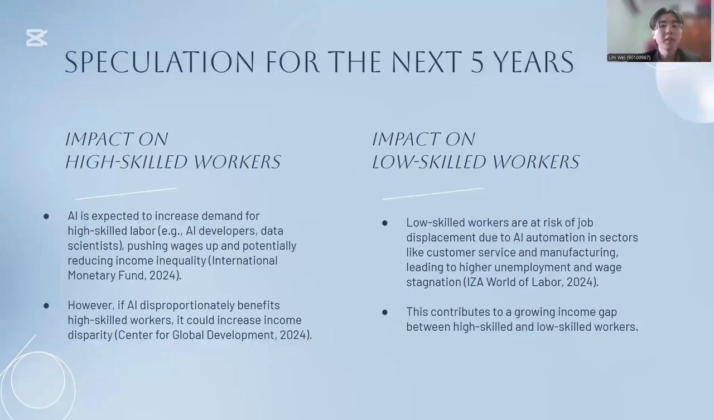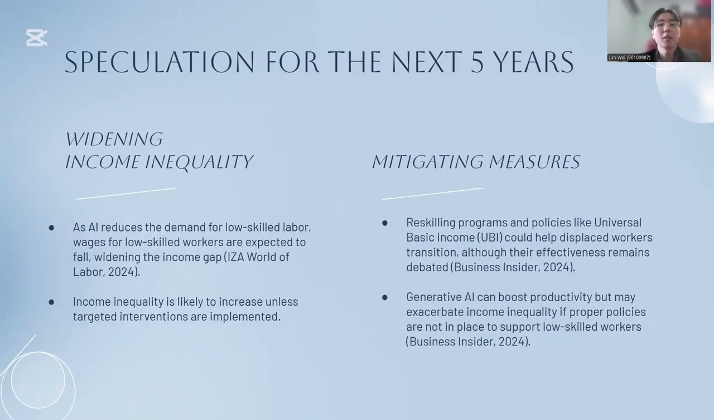So, what happens over the next 5 years? We expect demand for high-skilled workers to rise, especially in AI and tech sectors, pushing wages up, a potential equalizer. But without strong policy responses, low-skilled workers may face worsening prospects with higher unemployment and stagnant wages. As income inequality widens, we need to invest in reskilling programs, education, and potential universal basic income to support displaced workers. Generative AI can enhance productivity, but without thoughtful governance, it may also entrench inequality.